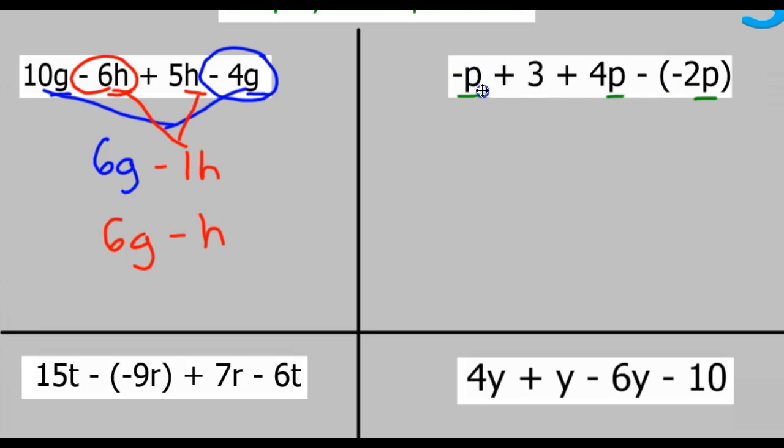So if I want to just combine these two at a time, I can take negative p plus 4p. If there's nothing in front of my p, I can put a 1. So actually I have negative 1p plus 4p. So negative 1 plus 4 gives me 3p plus 3 minus a negative 2p.